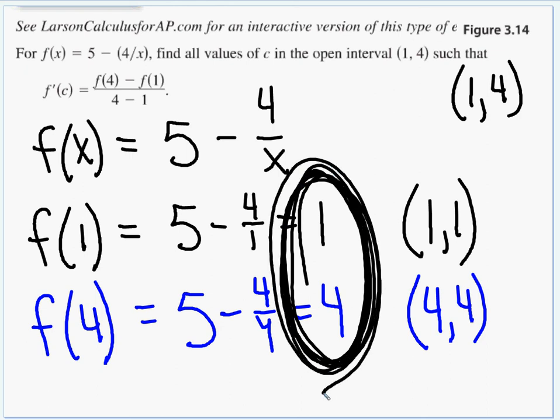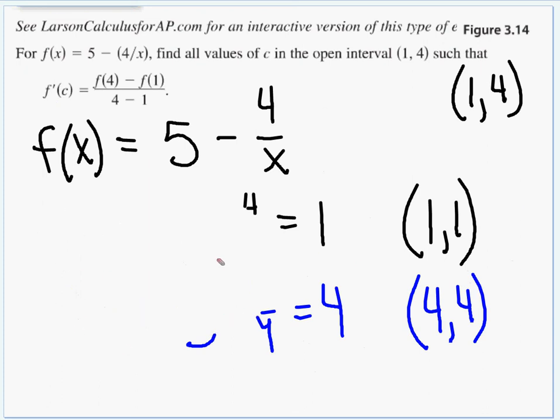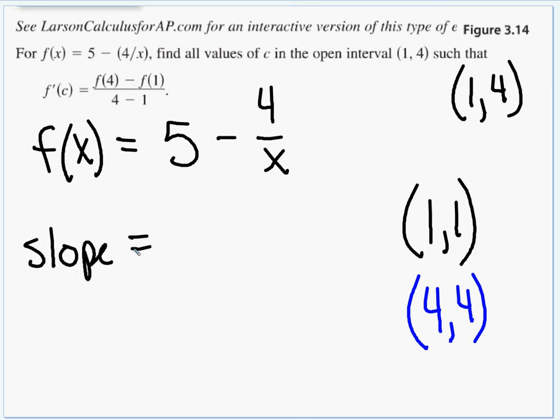So let's find the slope between our endpoints. Our slope equation is y minus y over x minus x. So here are my y values. I subtracted in this order, 4 minus 1 for my y's, and in the same order for my x's, 4 minus 1 for my x's. So I get 3 over 3, or my slope is equal to 1.